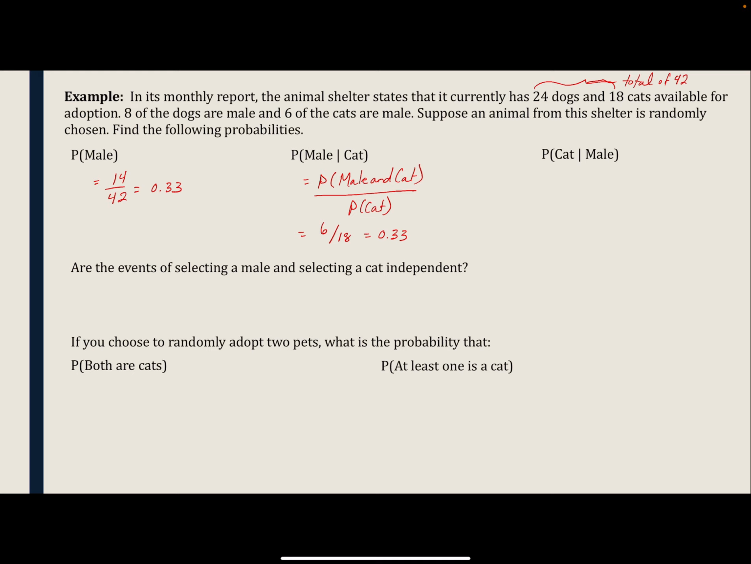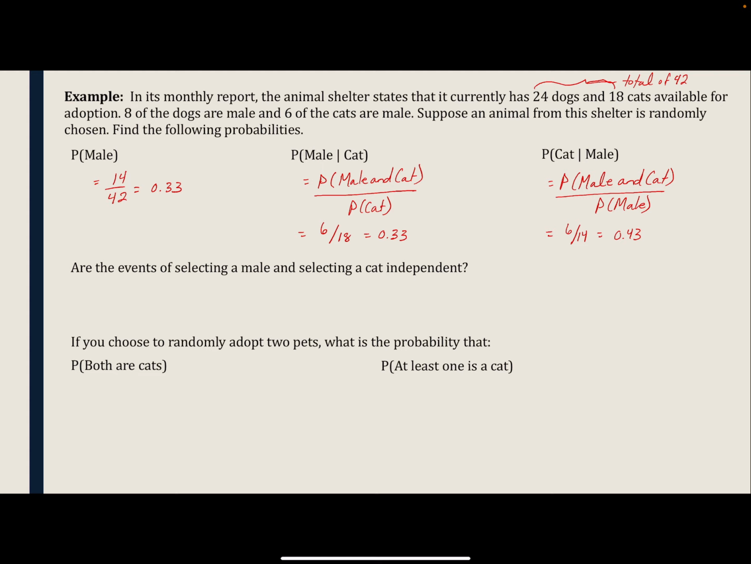Let's turn this around. What's the probability that the animal is a cat given that it's a male? I would have the same numerator, but a different denominator. Again, I'm not going to use the whole formula. I've got 14 male animals. How many of them are cats? So 6 out of 14 of the males are cats, and this is 0.43.